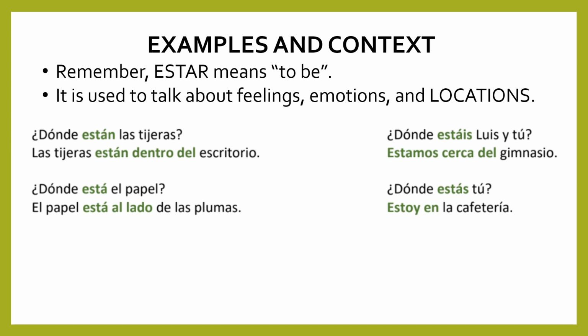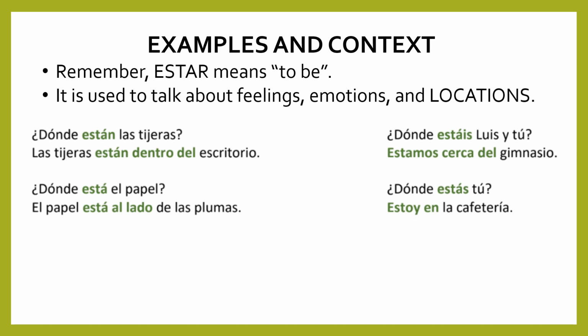So the first one is, ¿Dónde están las tijeras? Where are these scissors? Okay, we have the verb están because las tijeras is plural and third person. So we have están. You use the same verb when you're asking about something. So where are the scissors are. Las tijeras están dentro del escritorio. Están is your verb. Dentro del is your prepositional phrase. That's giving you the location of the actual scissors.